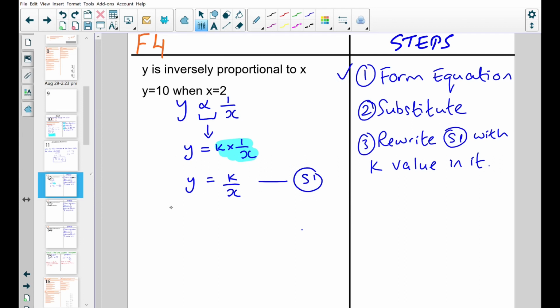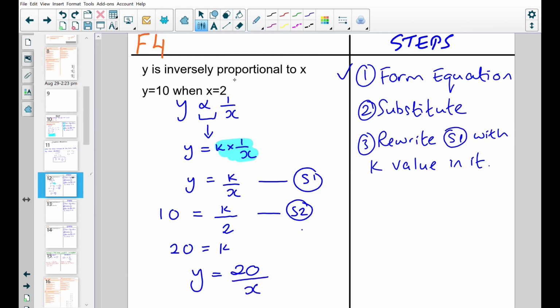So y is equal to 10. K is the constant we're trying to find, and the value of x is 2. Multiply by 2 on both sides here gives the constant k 20. That is step 2. And lastly, step 3, rewrite step 1, but this time with the k value in it. Step 1 here, I'm going to rewrite this. Y equal k, value of k 20, over x. And this is my final answer.